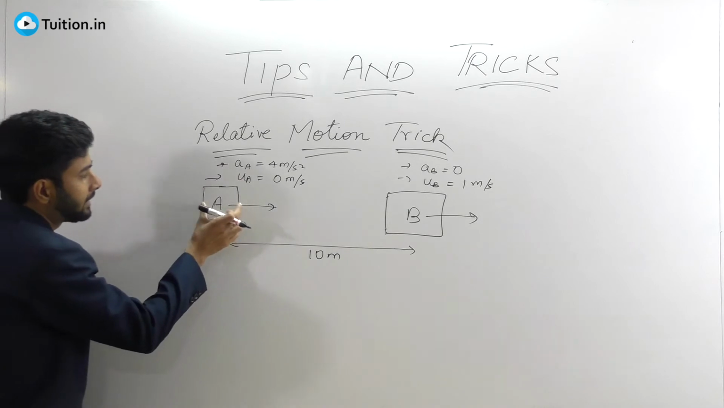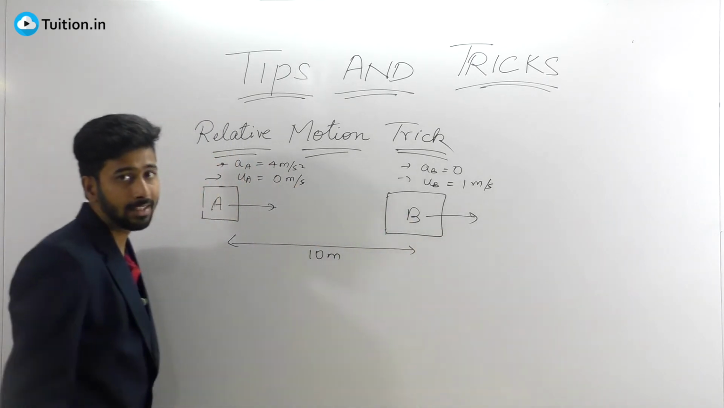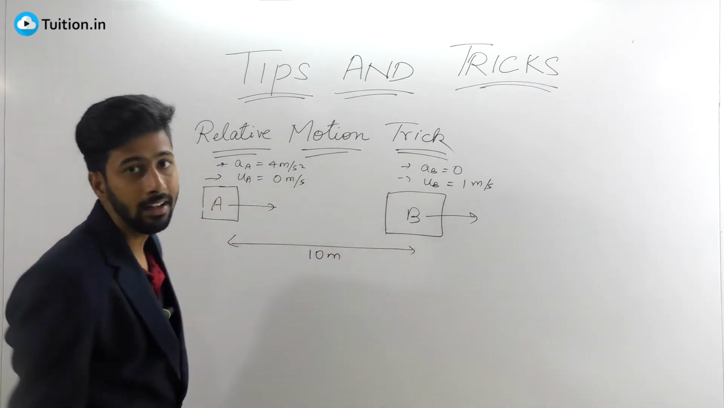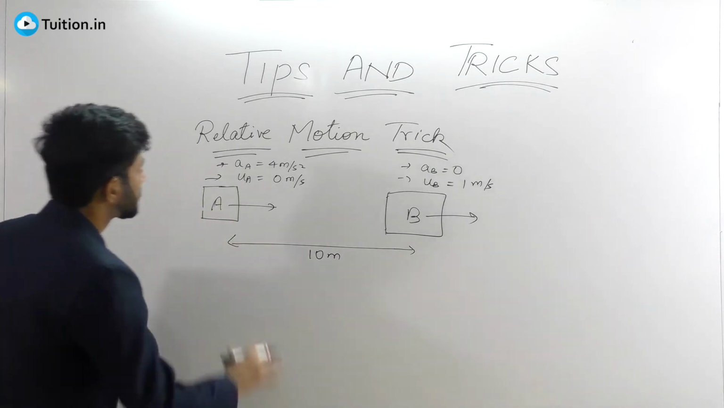So, what we can do is find the displacement of this at a certain time t and find the displacement of this after the same time t, and then subtract them and make it equal to 10. That way we will be able to do it. But if I use the relative motion trick, it gets easier.